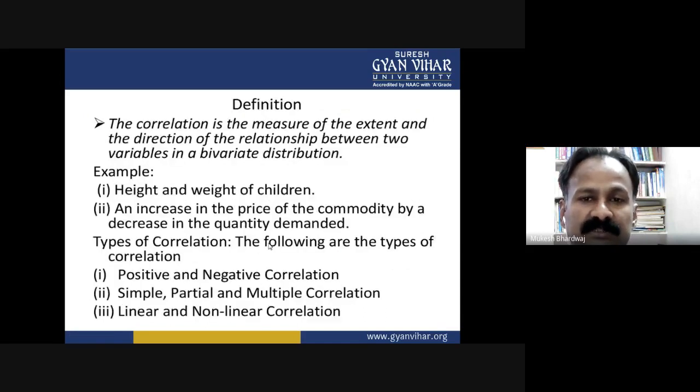Definition: the correlation is the measure of extent and the direction of the relationship between two variables in a bivariate distribution. For example, height and weight of the children, an increase in the price of a commodity leading to a decrease in the quantity demanded. Types of correlation: positive and negative correlation, simple, partial, and multiple correlation, linear and non-linear correlation.